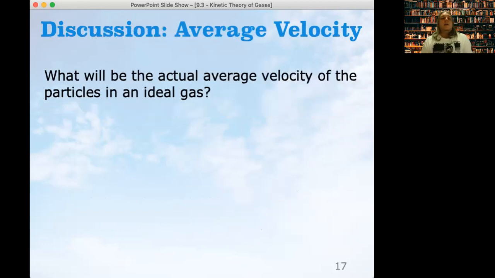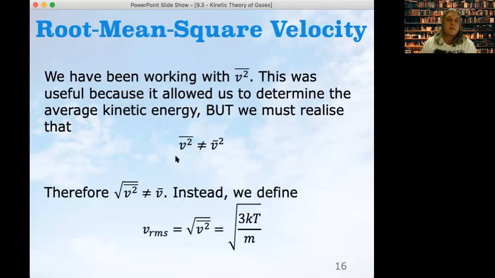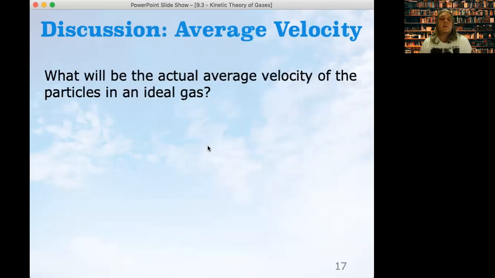Now, there's a little discussion here just to really drill home this point. We were talking about the average of the square velocities. What would be the actual average of the velocities? I'll go back a slide: we said that the average of the square velocities is not the same as the square of the averages, but what is the actual average of the velocities in an ideal gas? I do expect you to think about this for a moment. I'm going to give you the answer and talk it through, but try and answer for yourself first. Hopefully that's enough rambling on my part for you to have had a go at it, and let's go on.